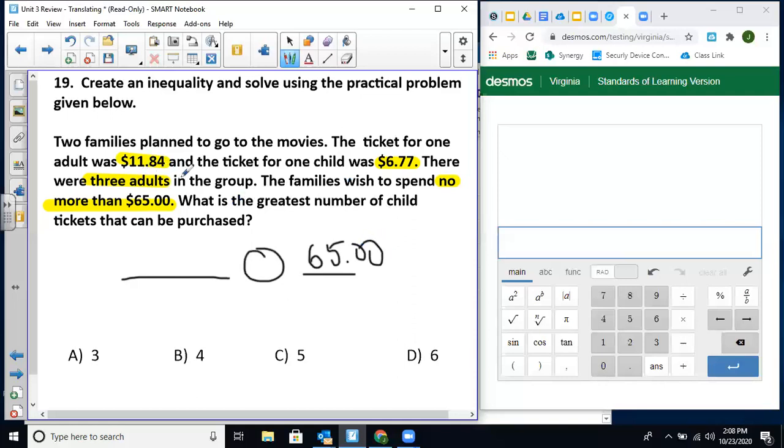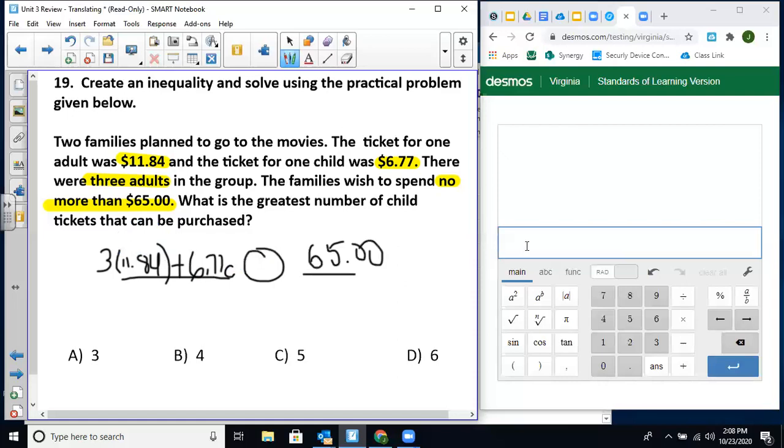All right, some of the other information that we have is there are going to be 3 adults that are definitely going, and it's going to cost them $11.84. So I'm going to put in 3 times $11.84 because I know that we are going to spend this money. And then what we're also going to spend, we're going to add $6.77 per child, C.